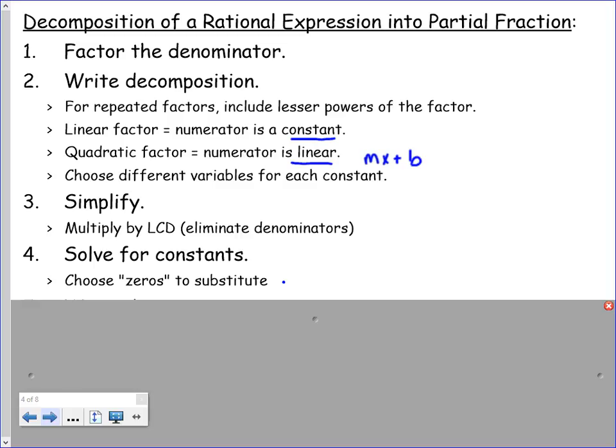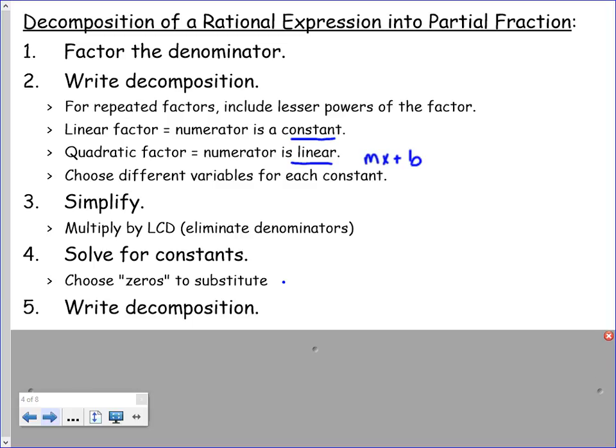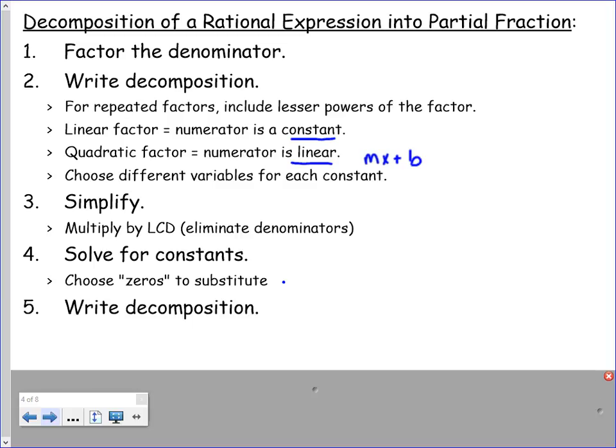So by choosing the zeros, you're doing less work. And so I recommend doing that. And then the last step is write the decomposition. Once you have solved for all the constants that you had labeled in your original partial fraction decomp, like we did in the warm-up, then you just plug those numbers in for all the numerators and you have the partial fraction decomposition. And so you've broken up that larger rational expression into the sum of smaller or simpler rational expressions.